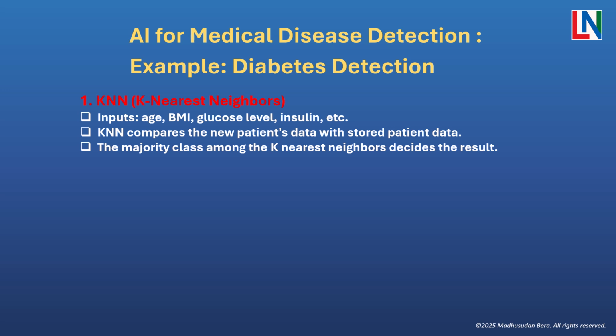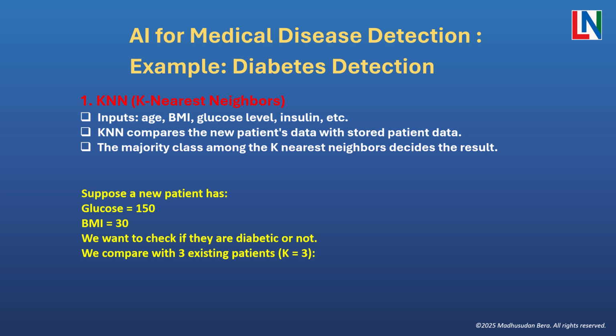In the KNN algorithm, here the inputs are age, BMI, glucose level, insulin, etc. KNN compares the new patient's data with stored patient data. The majority class among the k nearest neighbors decides the result.